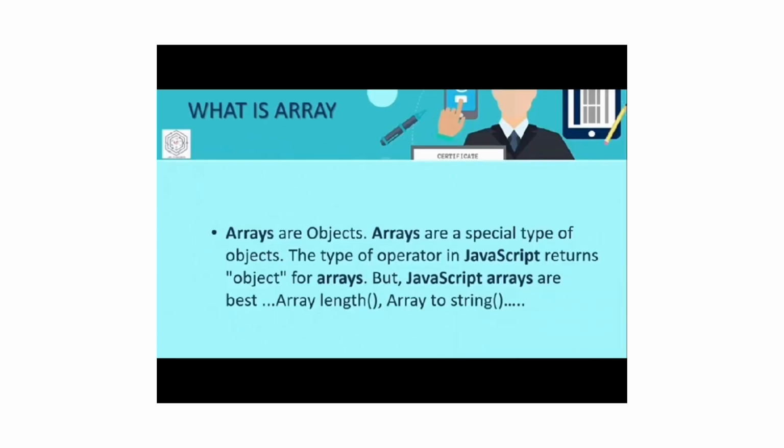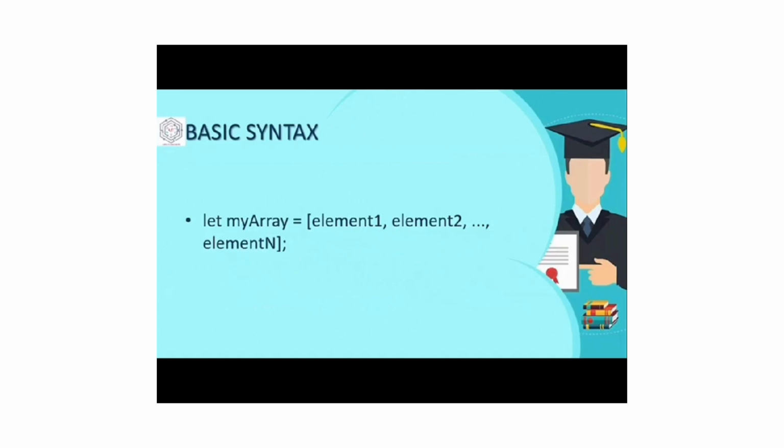So first of all, what is an array? An array is a data structure that allows you to store and manipulate a collection of values in it. Let me show an example syntax for declaring an array. This is the basic syntax to define an array: let myArray = [element1, element2, elementN]. Basically, arrays are declared using square brackets, and they hold various data types.